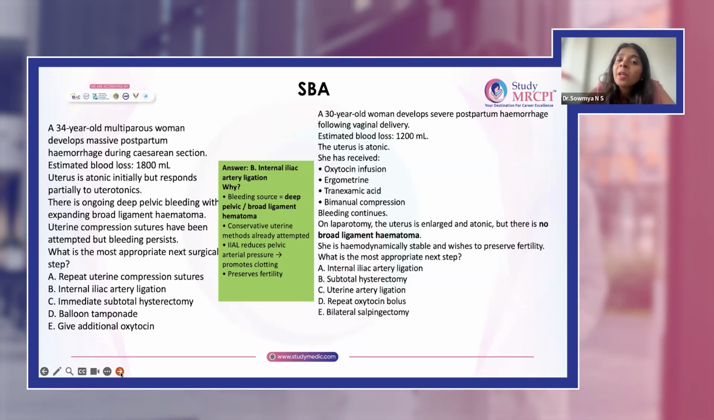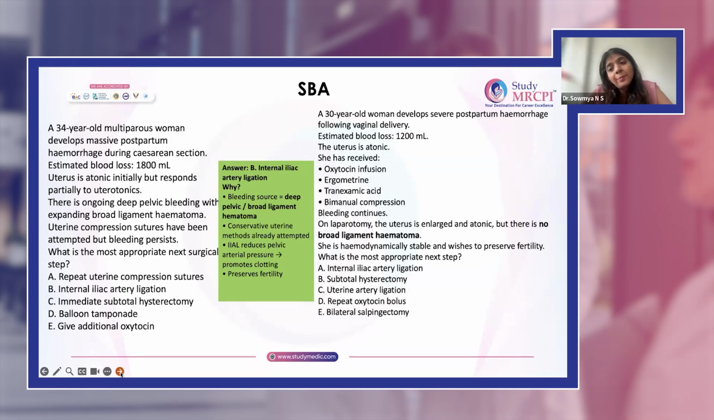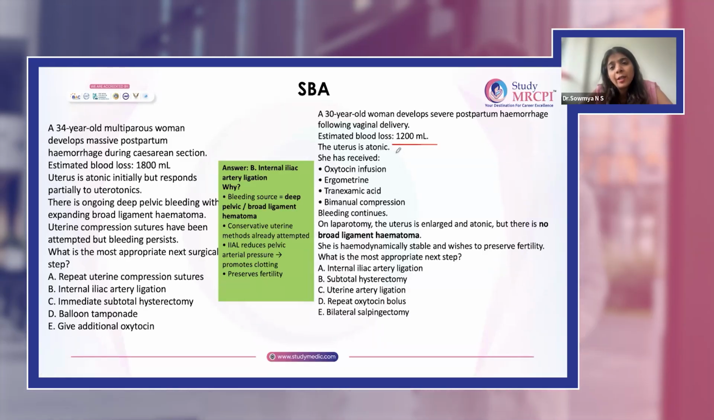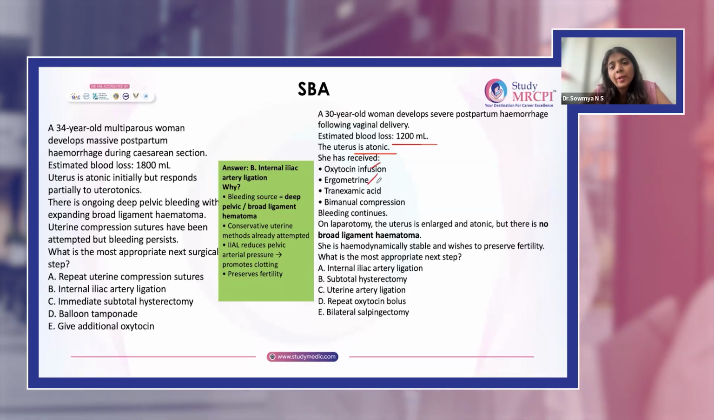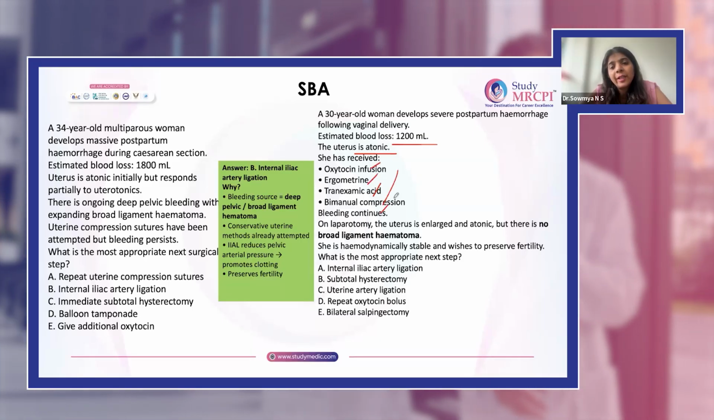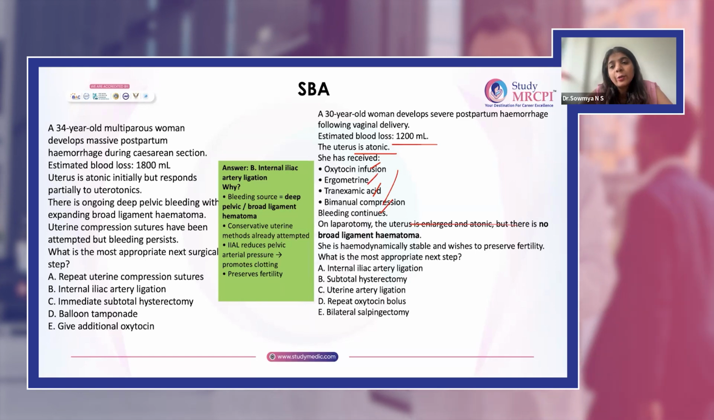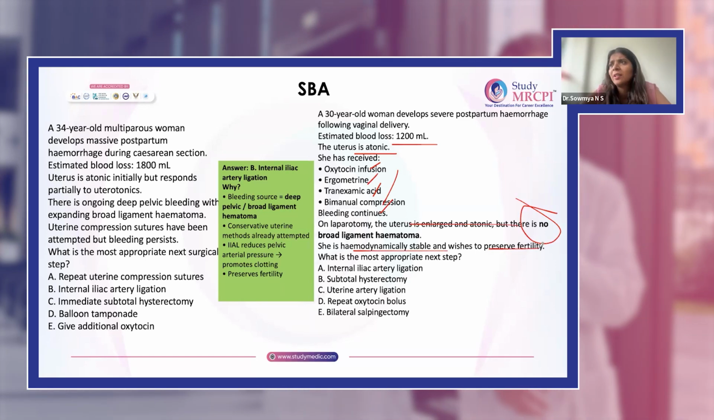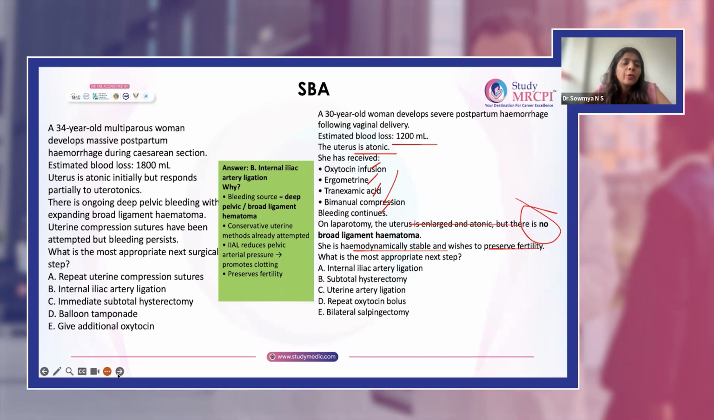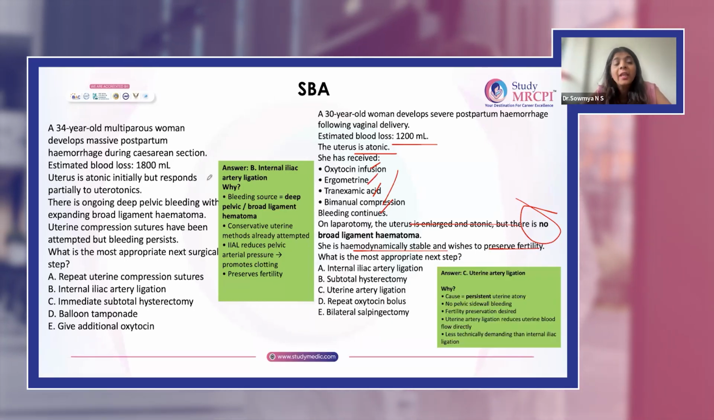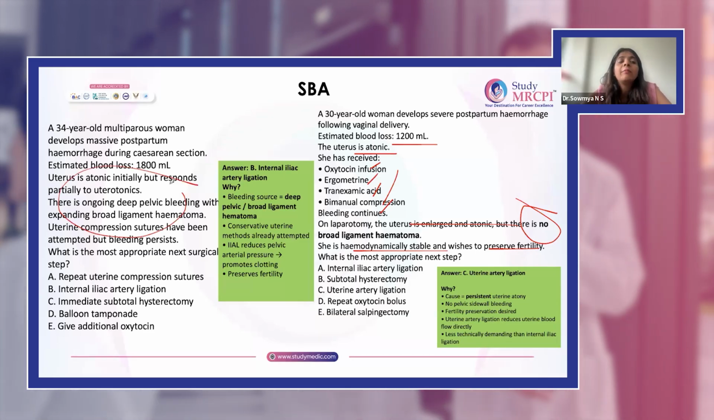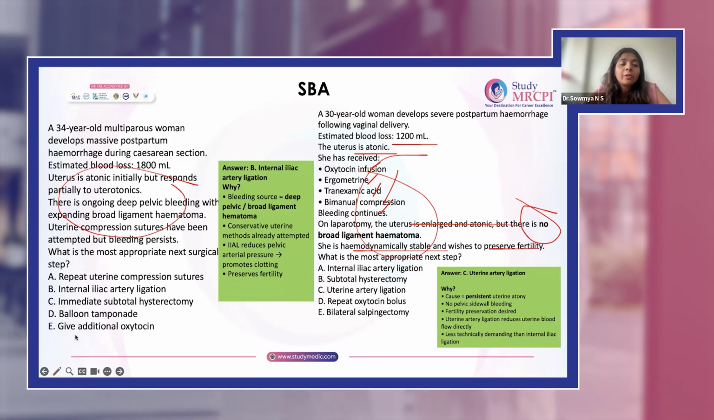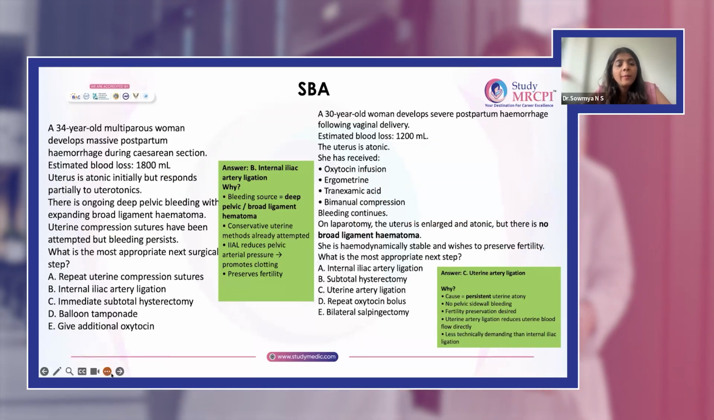The next one: a 30-year-old woman develops severe PPH, 1200 ml, atonic, received oxytocin, ergometrine, tranexamic acid, bimanual compression, bleeding continues. Uterus is enlarged and atonic. There is no broad ligament hematoma. Hemodynamically stable. Wishes to preserve fertility. So stepwise, you would go for uterine artery ligation. Hope this is clear. Here you have a broad ligament hematoma. Here you have an atonic PPH not controlled by oxytocics.